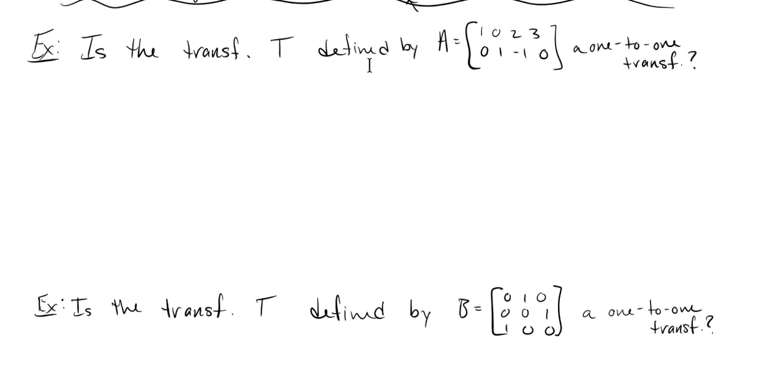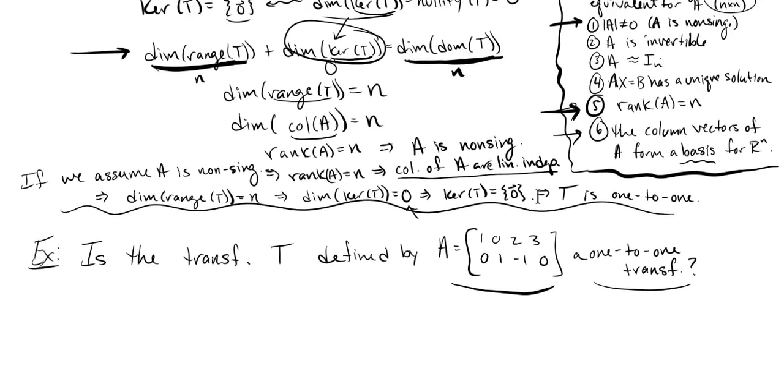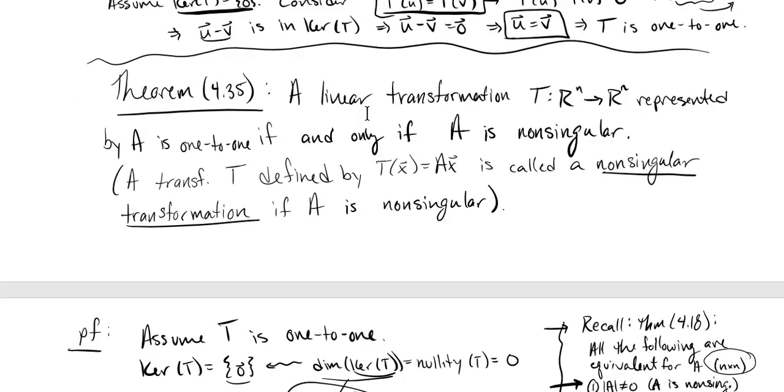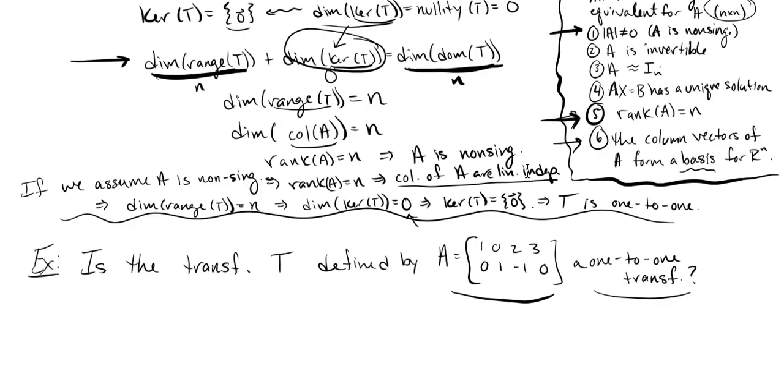Is this transformation T defined by this matrix A a 1-to-1 transformation? Well, this isn't so bad to do, right? What can we figure out? All we have to do is figure out that the 1-to-1-ness of the transformation represented by A has to do with the singularity, whether A is singular or not. A linear transformation from Rn to Rn represented by A is 1-to-1 if and only if A is non-singular.